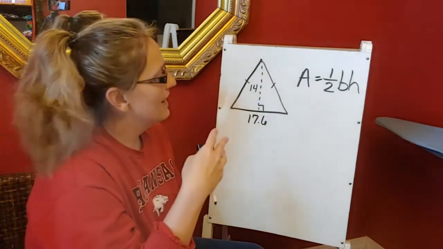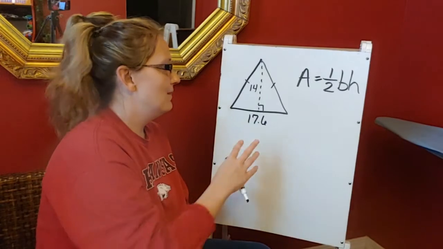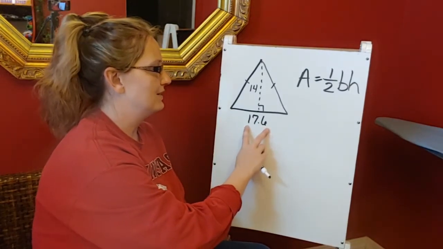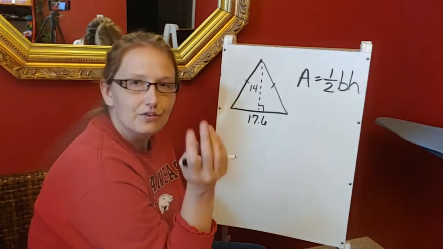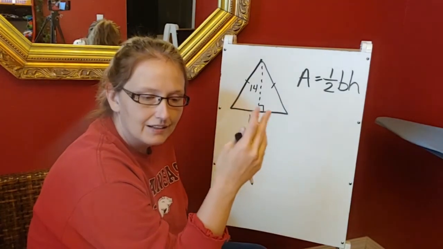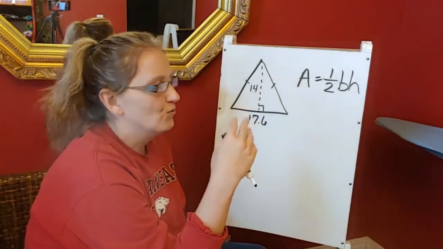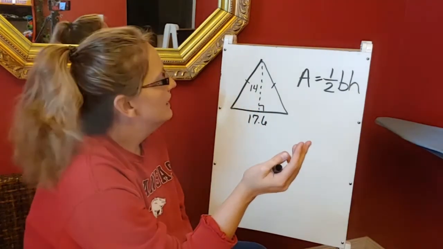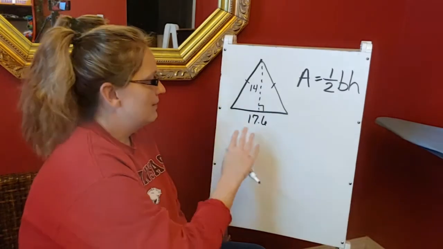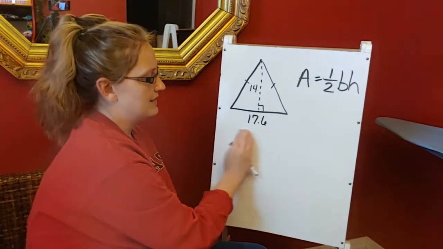Okay, so I have a triangle up here and I have my base labeled as 17.6. My height is 14. And if you'll think back, finding the area of a triangle is always 1/2 little b times little h. So 1/2 base times height. I'm told in this triangle that my base is 17.6.